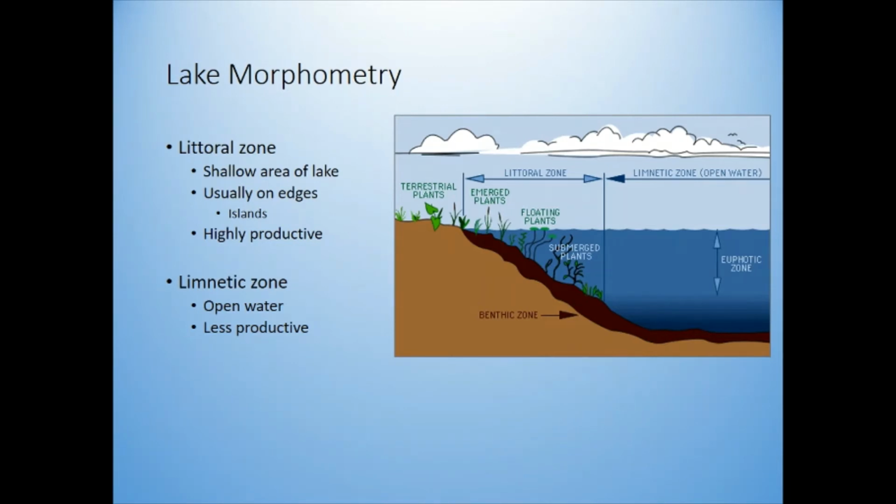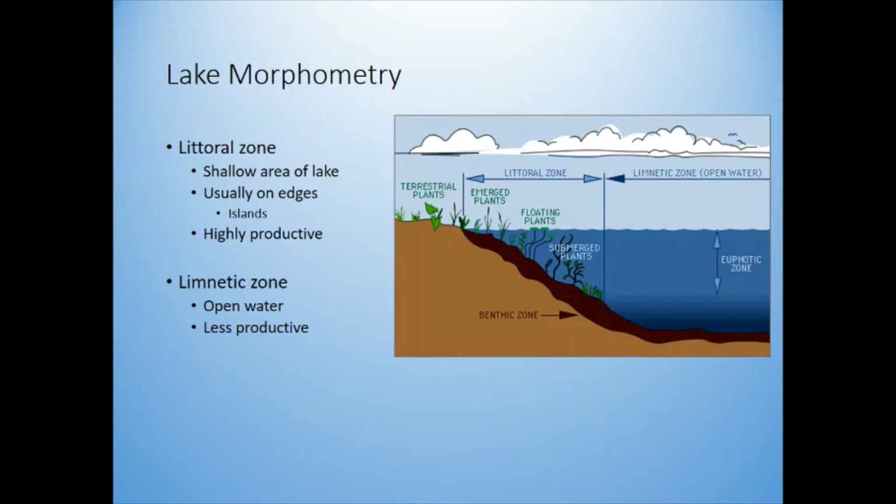All right, so let's change modes here and think about lake morphometry, how a lake is shaped. Now, we need some definitions first, so let's talk about the littoral zone versus the limnetic zone. The littoral zone is like the edge of a lake, the shallow area of the lake, and it's usually on the edges, right? But if you have an island, or something that is not an island but still just submerged a little bit, that could still be considered the littoral zone.